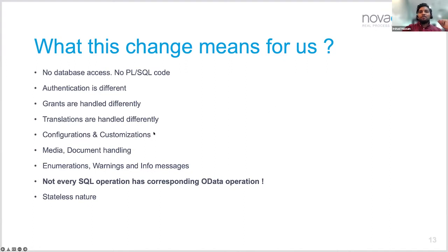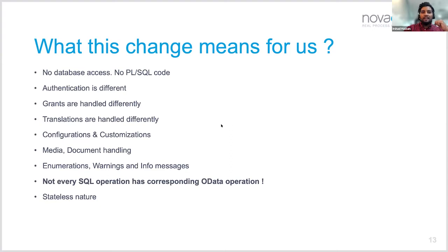And talking about configurations and customizations, there are no custom fields in IFS Cloud. They are referred to as custom attributes now. So you will have the same custom tables, custom fields, custom attributes, and custom enumerations in the database, but they are exposed in a different way in IFS Cloud. So if you have custom configurations, or even customizations, you need to find a way to expose them through the OData APIs.